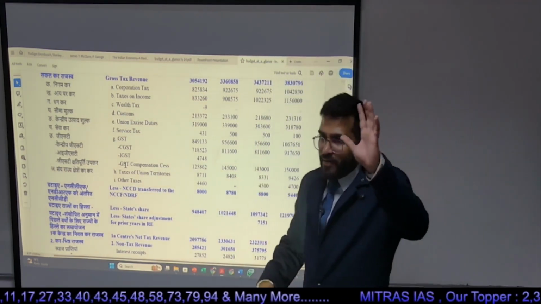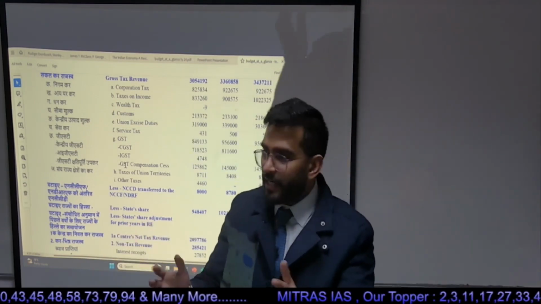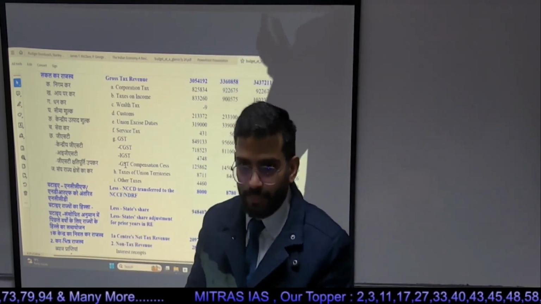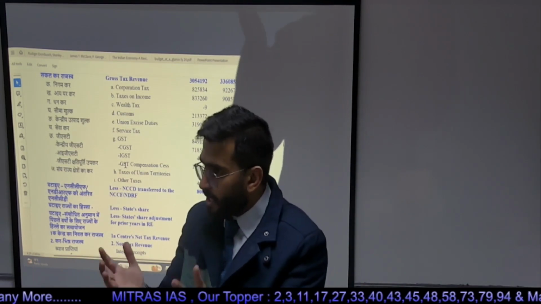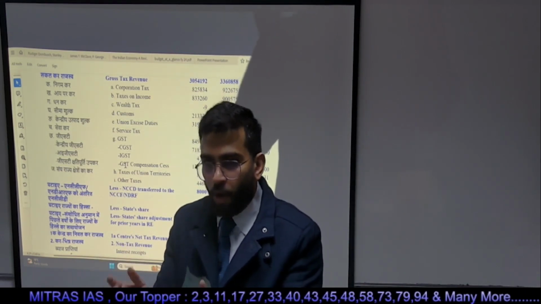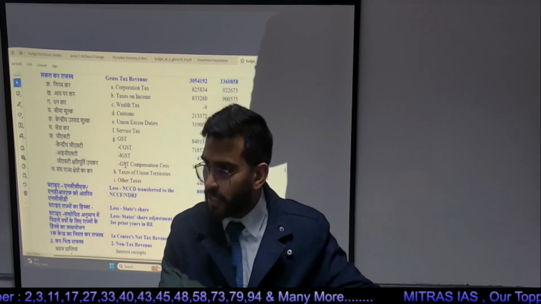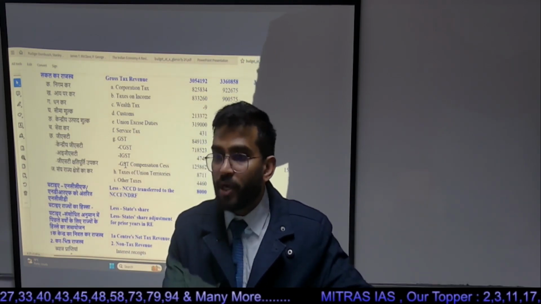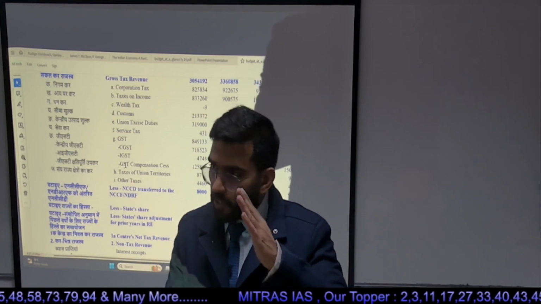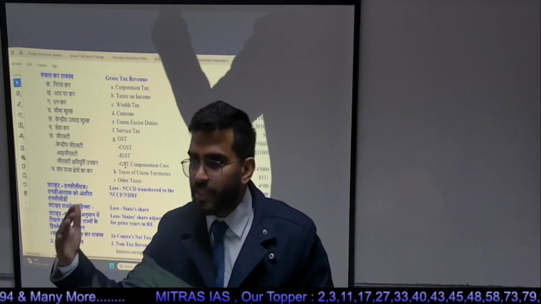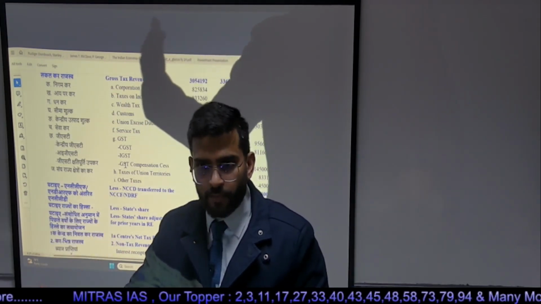So whatever the center is getting gets into Article 270. It's a pool, it's a piggy bank, Article 270. And of whatever money is there in that pool, 41% directly goes to the states under the Finance Commission, which is called vertical devolution. 41% to states, 59% to center. Clear? This point is clear?